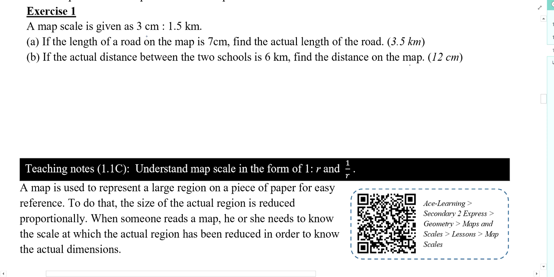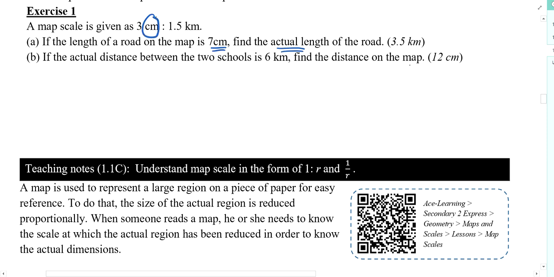Now, like I mentioned, sometimes it is given in terms of units over here. Sometimes the units are not given. So you must know how to deal with both of them. So for the first part A, the length of the road on map is 7 cm. Find the actual length of the road.